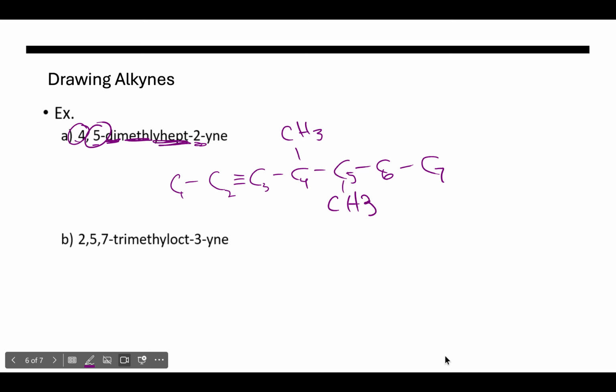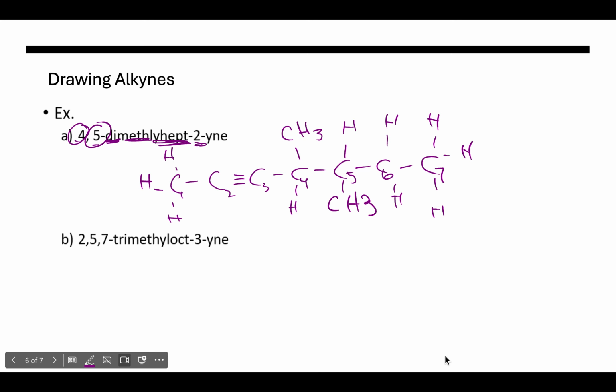Now that my chain is established and my side groups are on, I need to finish off by adding in all my hydrogens. So carbon 1 can have 3 hydrogens. So just always make sure you have 4 lines coming from each carbon. Carbon 2 has 4 lines, carbon 3 has 4 lines, carbon 4 needs a hydrogen, carbon 5 needs a hydrogen, carbon 6 needs 2 hydrogens, and carbon 7 needs 3. And then that one is done.